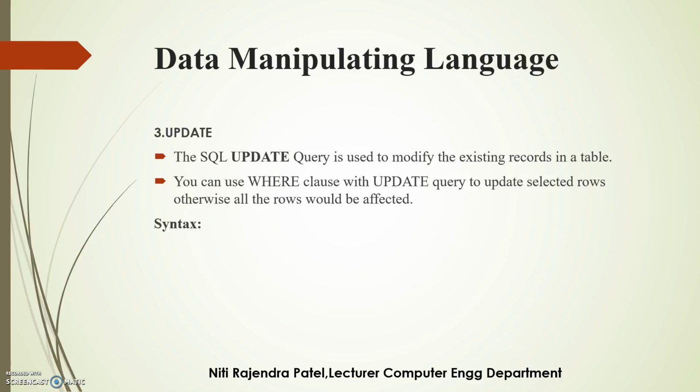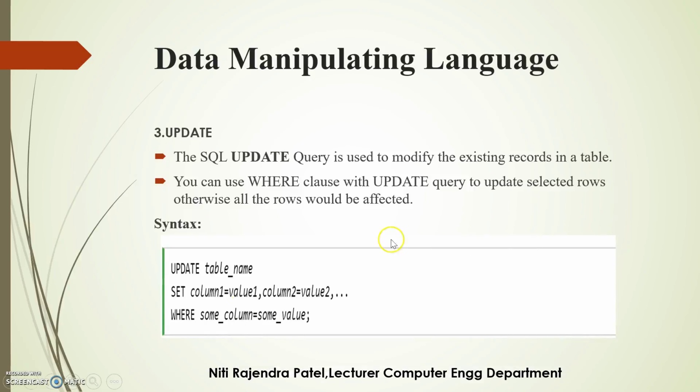Next is the update statement. The update statement is used to modify the existing records in the table. The where clause is always used with the update command to update the selected rows, or else all the rows of the entire database will be affected. The syntax for update statement is update table name, set column 1 equal to value 1, column 2 equal to value 2, where some column is equal to some value.